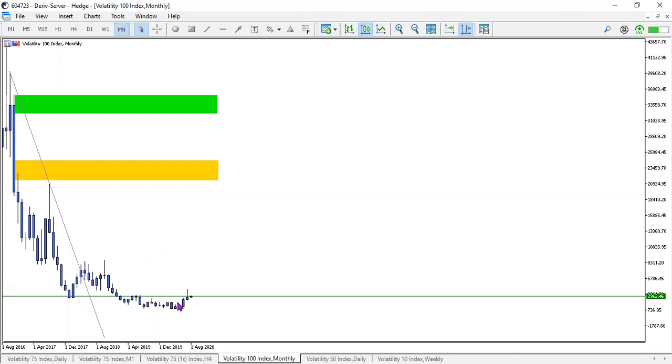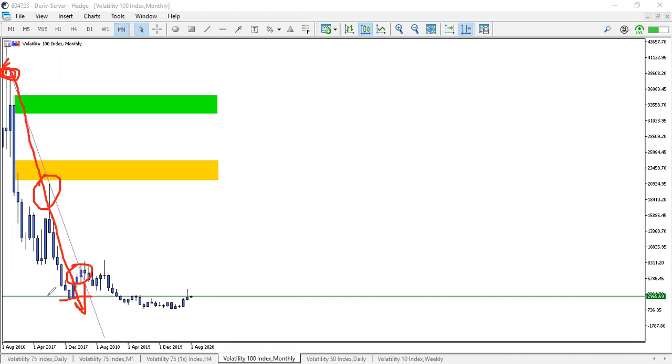So moving on, we've got volatility 100. And this is the monthly chart that we are currently looking at on volatility 100. As you can see, price was basically very bearish. We were in this long-term bearish movement, which was basically ever since the start of volatility 100.